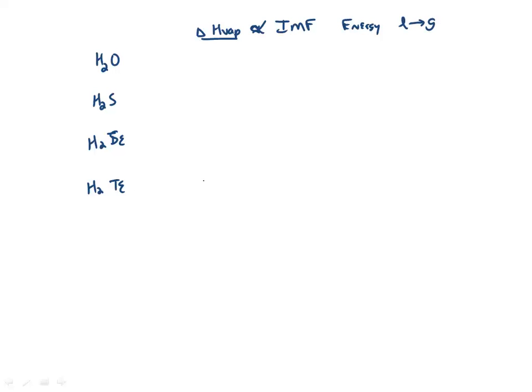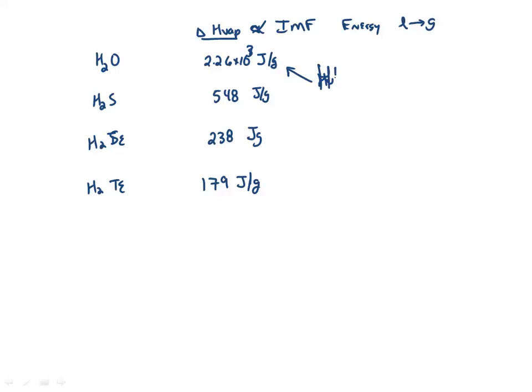Well, if you take a look at H2Te, it's 179 joules per gram. H2Se is 238. If you look at H2S, it's 548. And if you look at water, it's 2.26 times 10 to the third joules per gram. So notice that there's a huge increase. Huge. I feel like I'm yelling at you as I'm writing in large capital letters. Basically because of the ability to form H bonds.